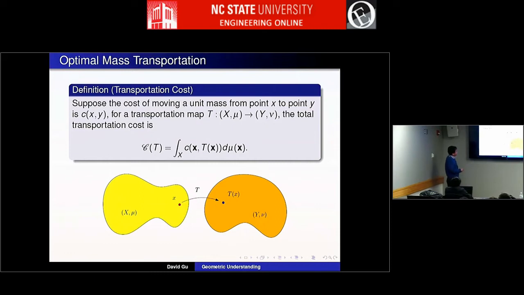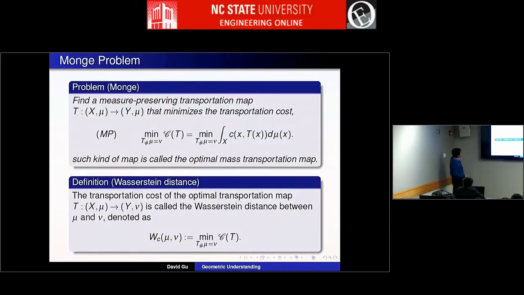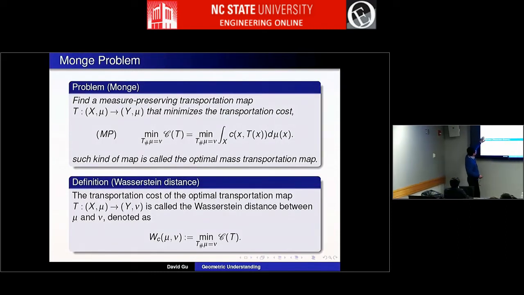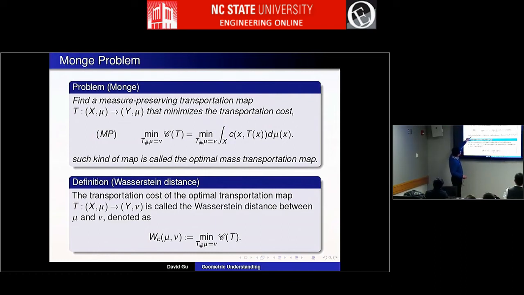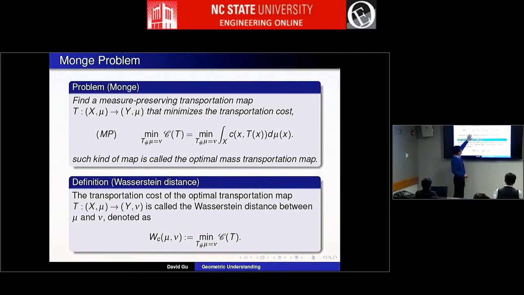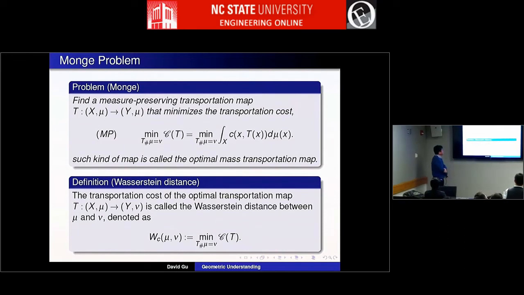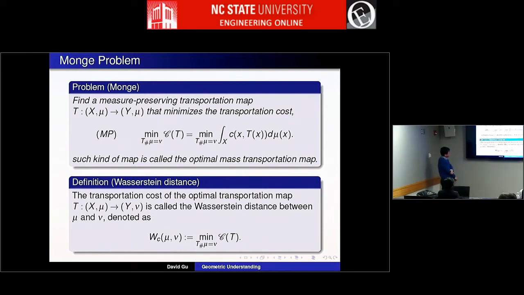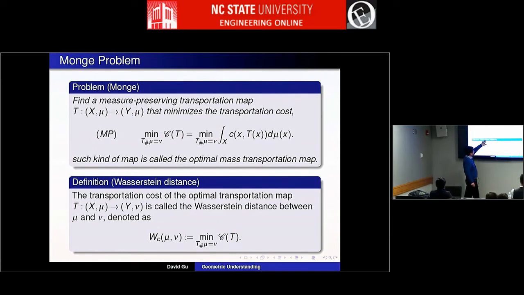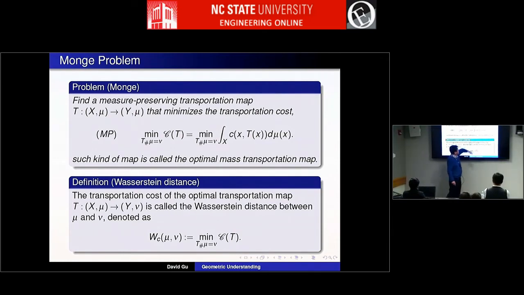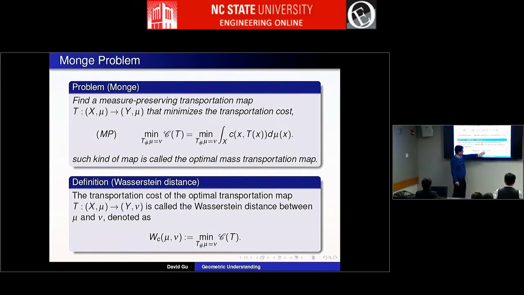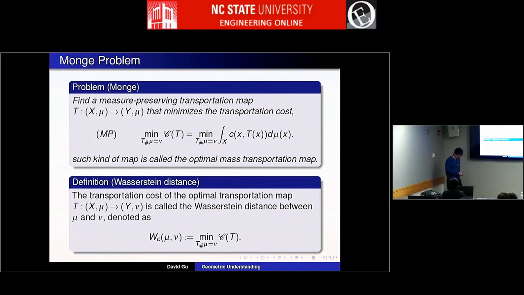Then the Monge problem is stated as follows. We try to find a measure preserving map T which minimizes the total transportation cost. Basically, we try to solve this optimization problem. If such a map exists, then the map is called an optimal transportation map. The cost of the optimal transportation map is called the Wasserstein distance between two distributions. So those are the basic definitions.